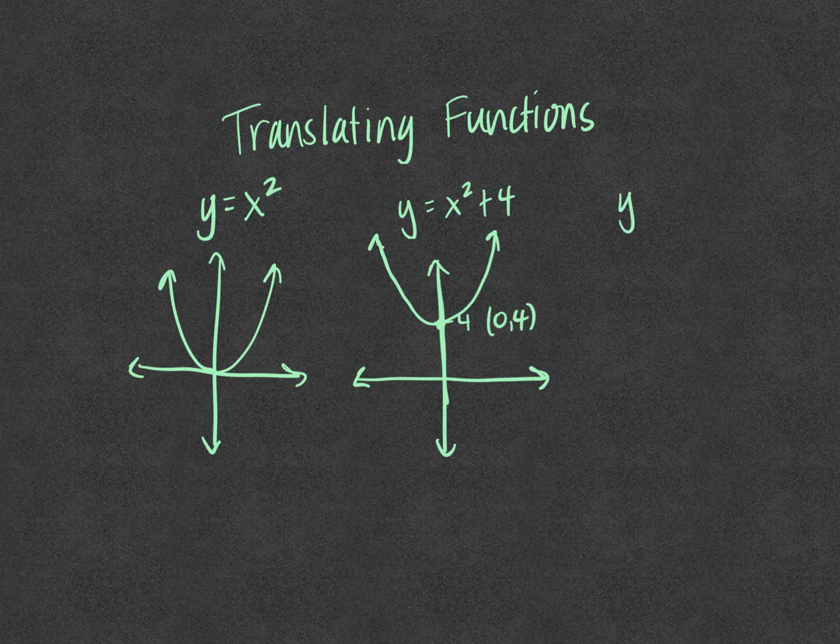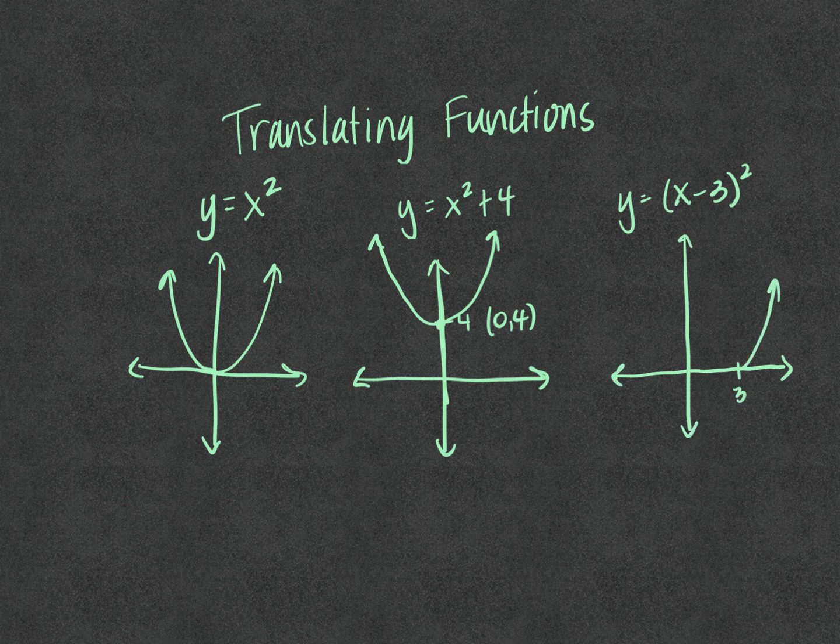And let's say we have y equals x minus 3 squared. That means you're going to take away 3 from each of the x values. If we were to graph it, we would see that it shifts 3 to the right. So it looks like this.